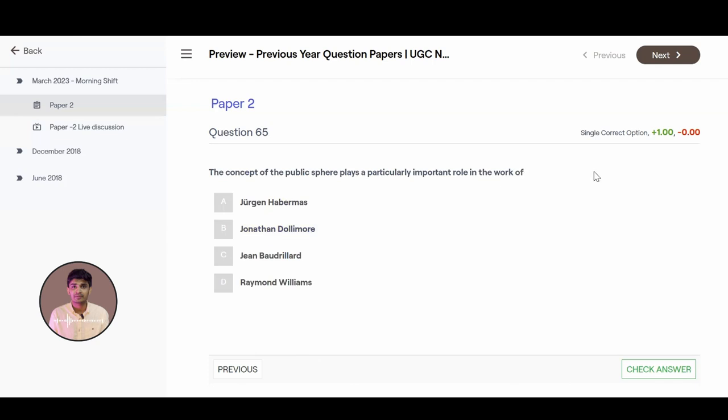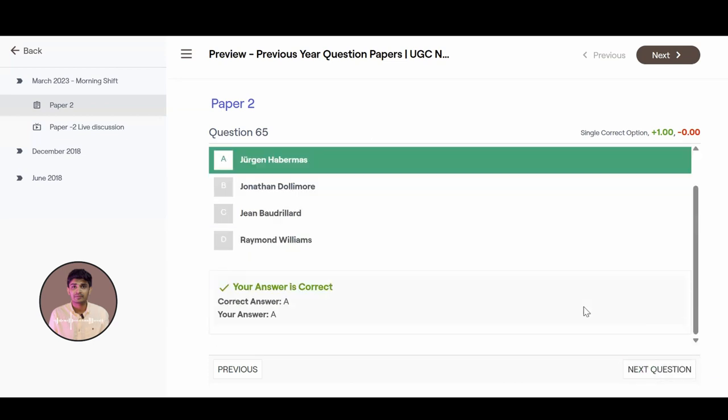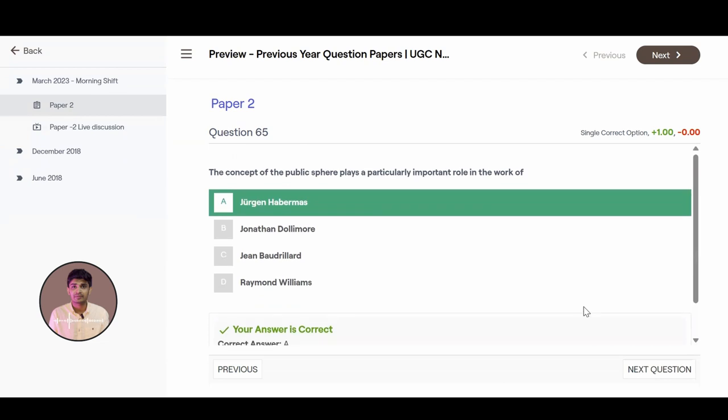Jürgen Habermas, Jonathan Dollimore, Jean Baudrillard, Raymond Williams. Public sphere is a very famous concept introduced by this person. Who is that? Any guess? It's Jürgen Habermas. Habermas is associated with the public sphere.